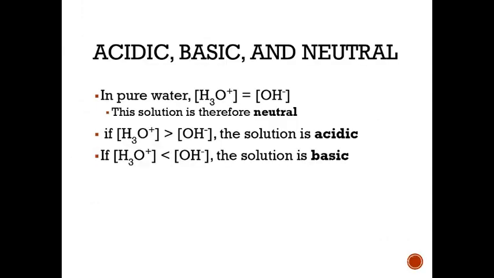Now we're applying Kw to classify solutions. Here's the key insight. In pure water, both ion concentrations equal 1.0×10^-7 M, so they're perfectly balanced. That's neutral. But when you add an acid or base, you shift this equilibrium. If hydronium ions increase, hydroxide ions must decrease to maintain Kw equals 1.0×10^-14, making the solution acidic. Conversely, adding a base increases hydroxide and decreases hydronium, making it basic. You can always use Kw to find one ion concentration if you know the other.